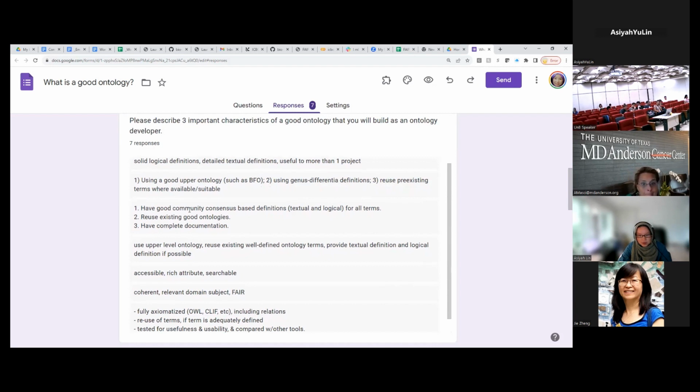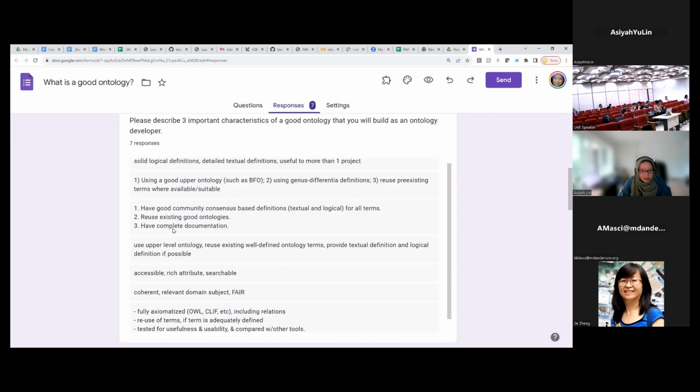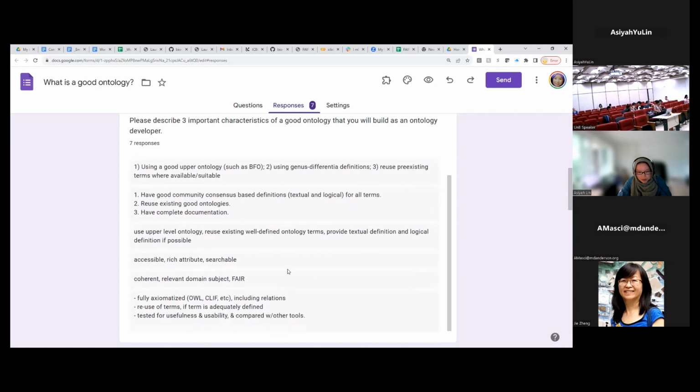And then this one says have a good community consensus-based definitions, textual and logical for all terms, reuse existing terms, have complete documentation. And then use upper ontology, reuse existing, provide textual definition and the logical definition if possible. And then you can already see a pattern here. We are talking about definitions and then reuse, and some are talking about using upper level ontology.